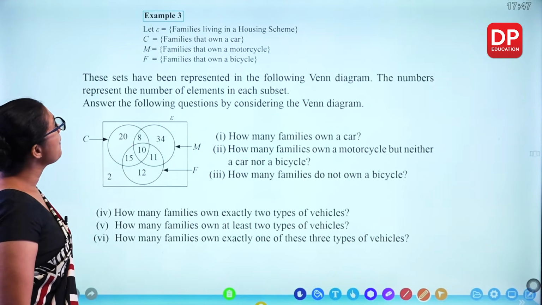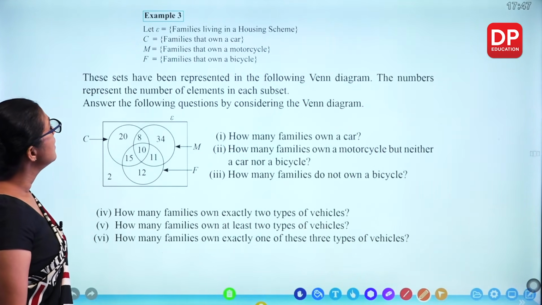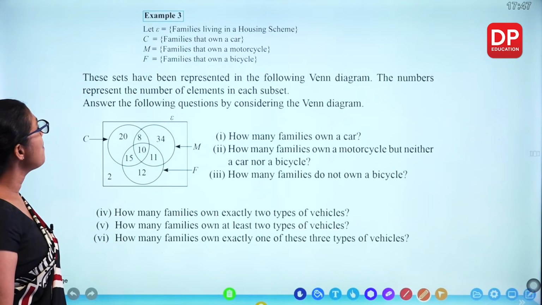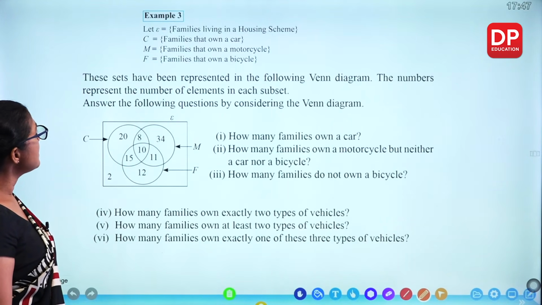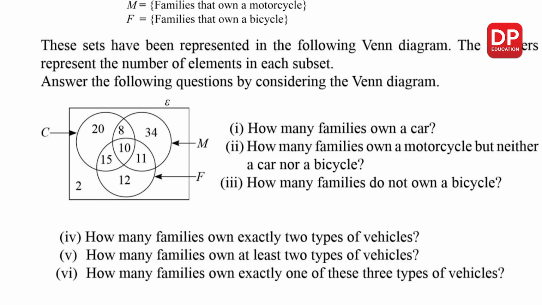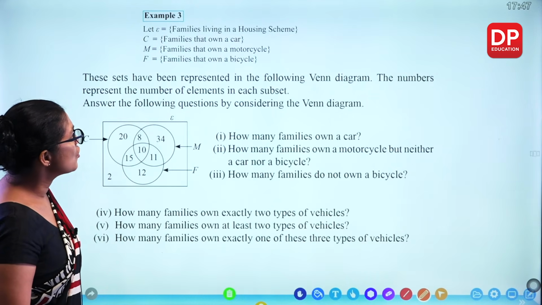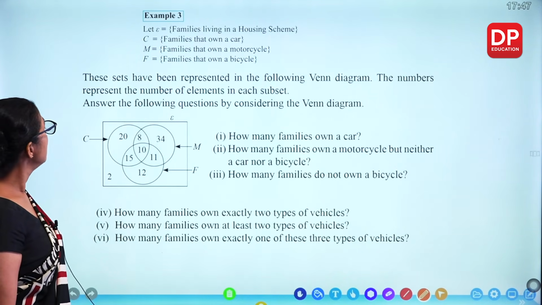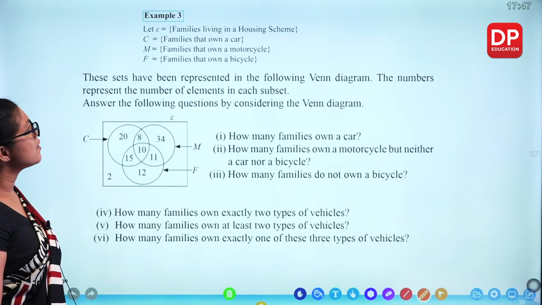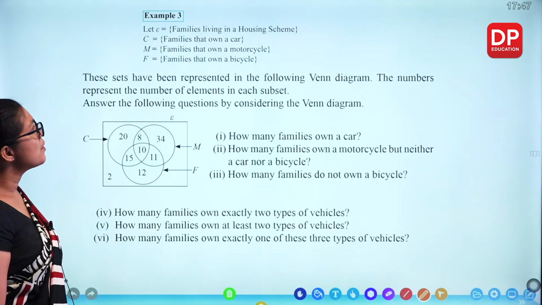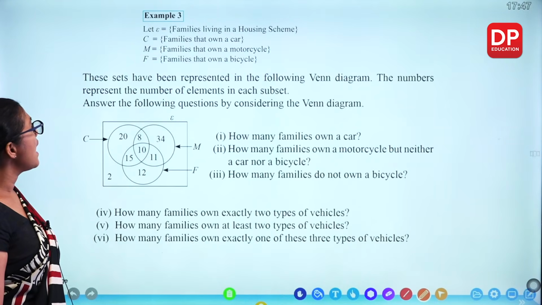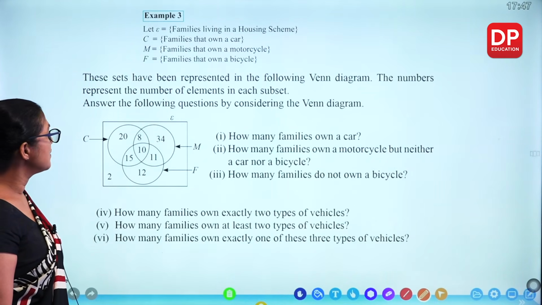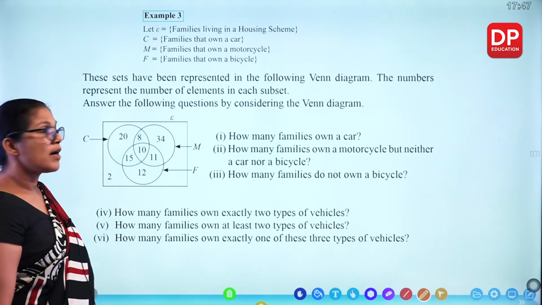Example number 3, you have given 3 sets C, M, F. These sets have been represented in the following Venn diagram. The numbers represent the number of elements in each subset. Answer the following questions by considering the Venn diagram. So here C represents families that own a car, M families that own a motorcycle, and F is families that own a bicycle. Okay, we'll try to answer these questions.